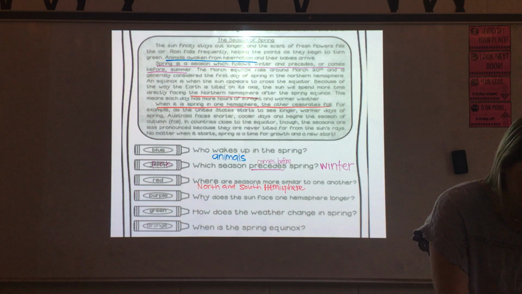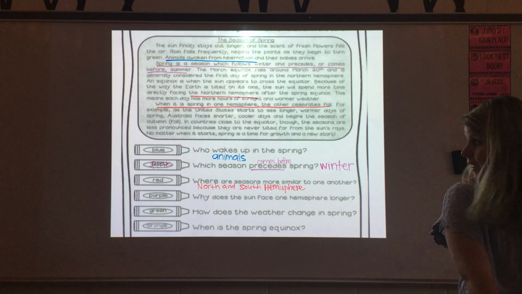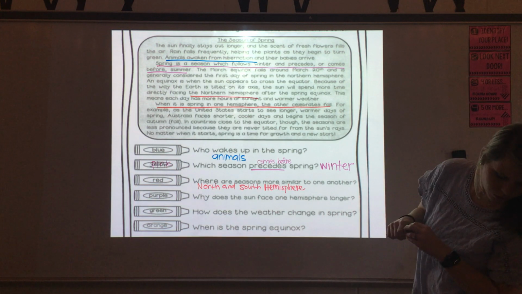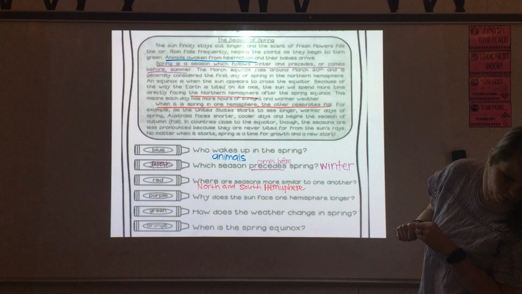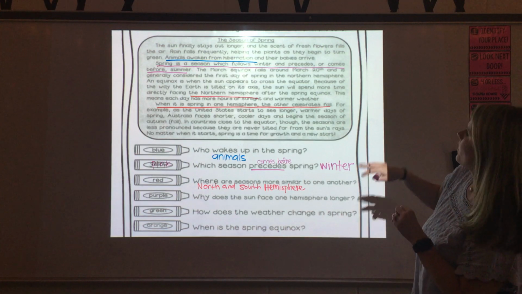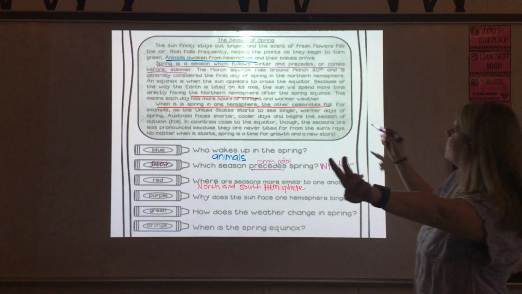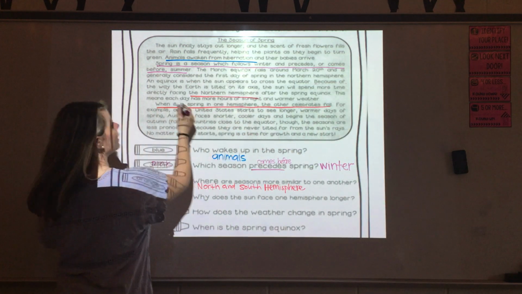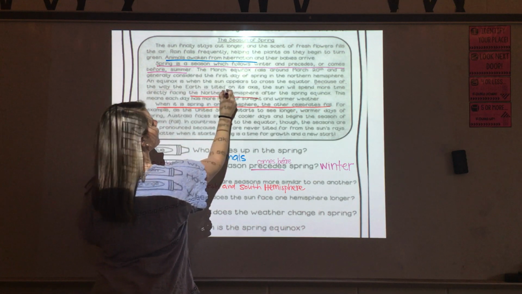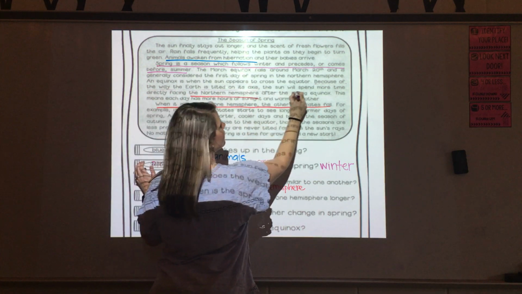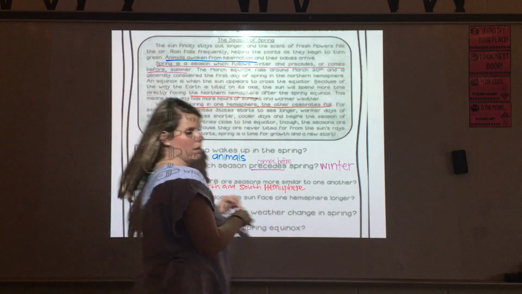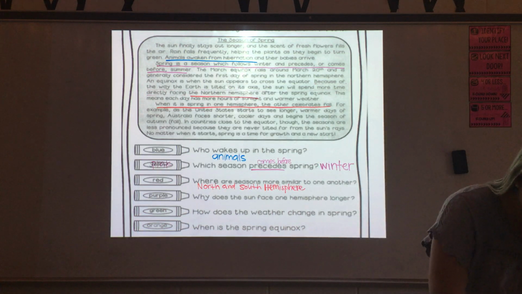All right, and then for the next one, I am going to go back and find, why does the sun face one hemisphere longer? Why does the sun face one hemisphere longer? All right, and that's going to be in paragraph 2, where it says, because of, this one's not showing up very well, because of the way the earth is tilted on its axis, the sun will spend more time directly facing the northern hemisphere.